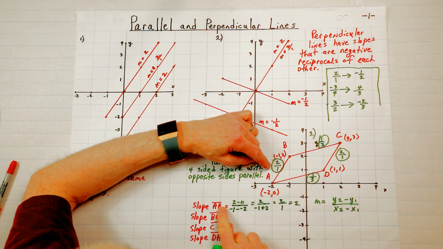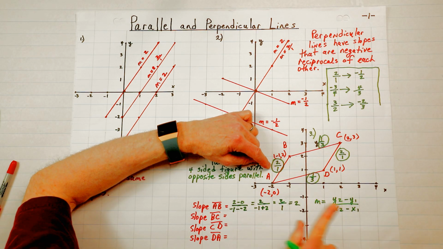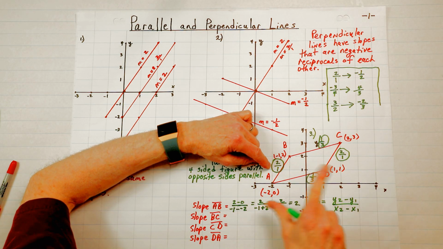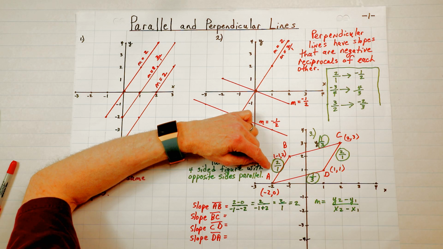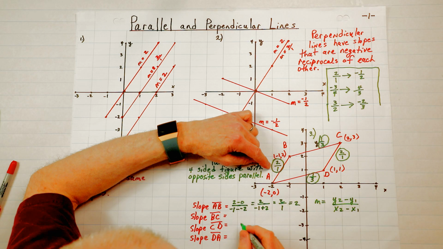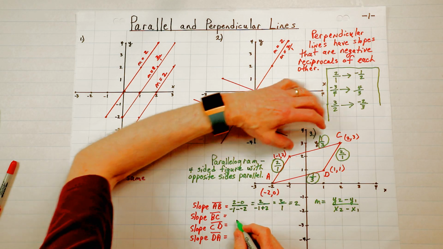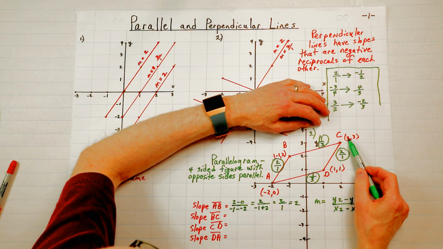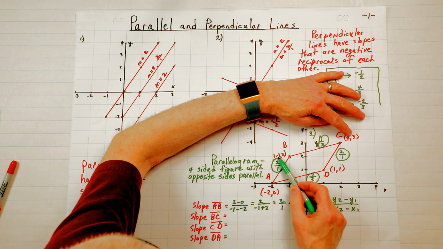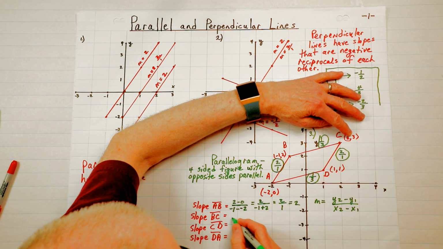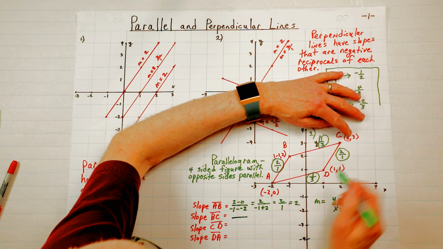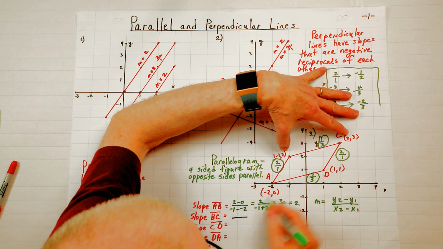I'm not suggesting that you have to do this. You don't have to do it both ways. But sometimes you're going to have to work with slope and you're not going to have a diagram. So you're going to have to work it out. So you have to be able to do it both ways. Okay, now BC. This is x2, y2, x1, y1. It is so easy to make a mistake when you're doing this. You have to be so careful.